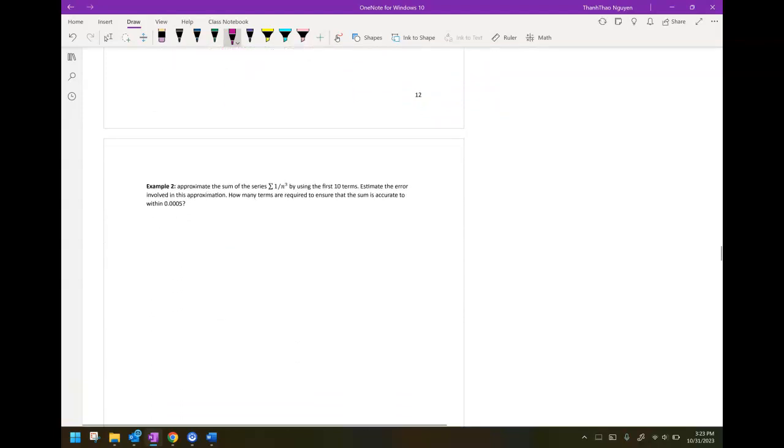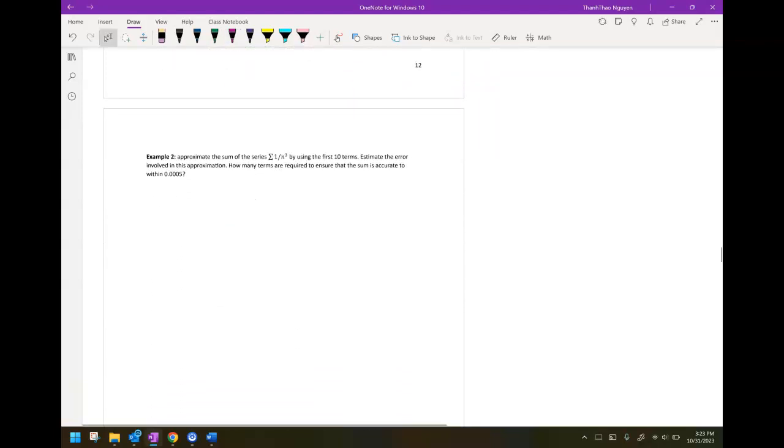We want to approximate the sum of the series 1 over n to the third by using the first 10 terms. We estimate the error involved in this approximation, and we want to see how many terms we need to use in order to have the sum accurate to 0.005. Okay. So first of all, we'll start with our integral.